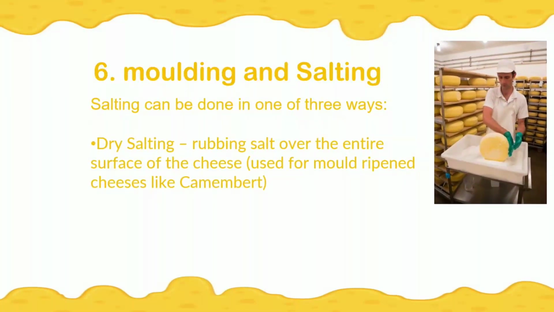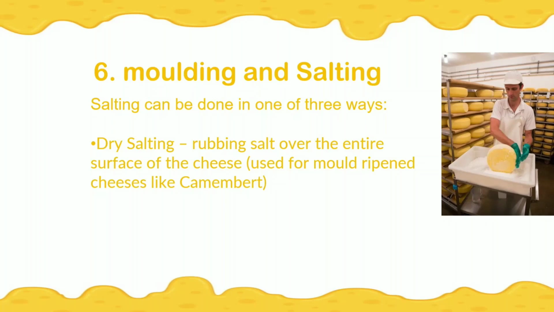Salting can be done in three ways. The first one is dry salting, rubbing dry salt over the entire surface of the cheese. This method is used for mould ripening cheese like camembert.